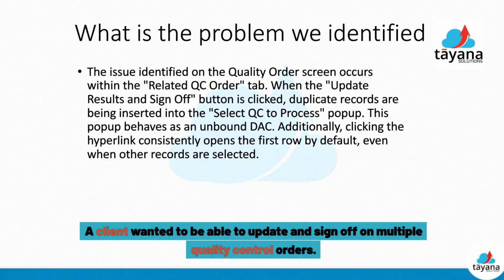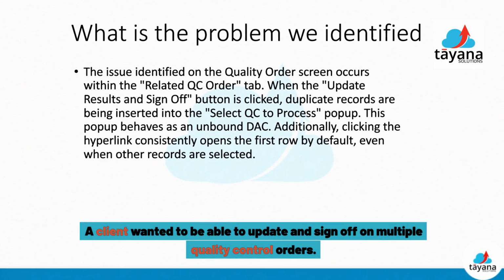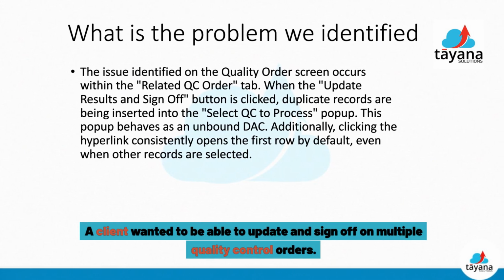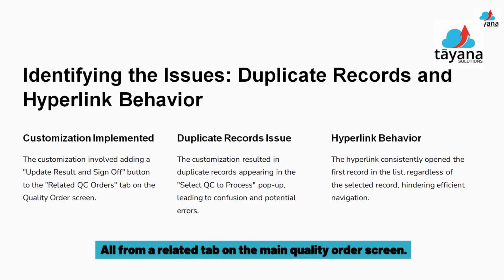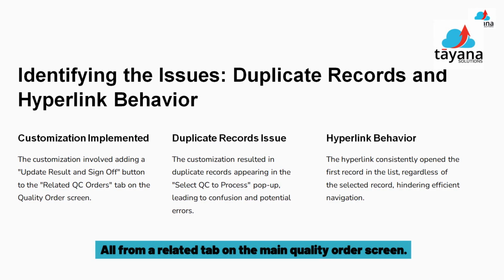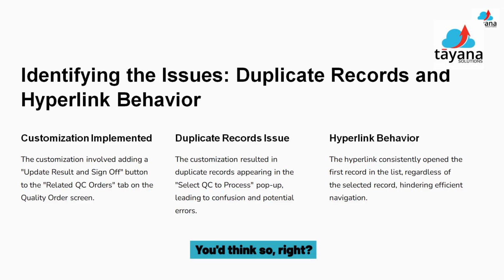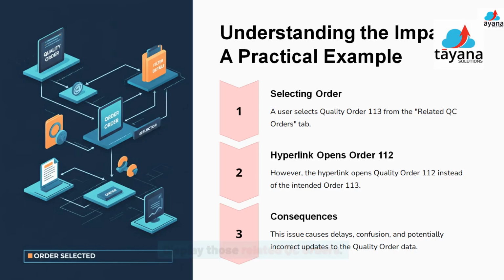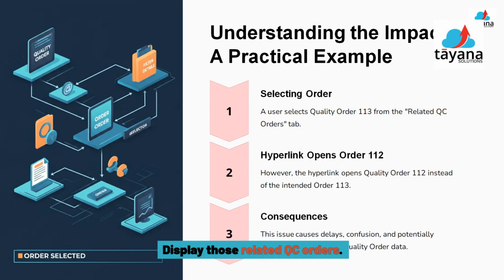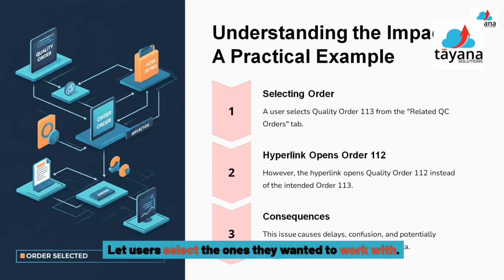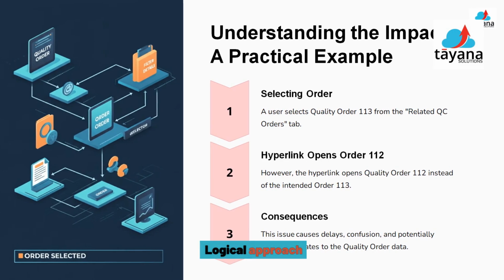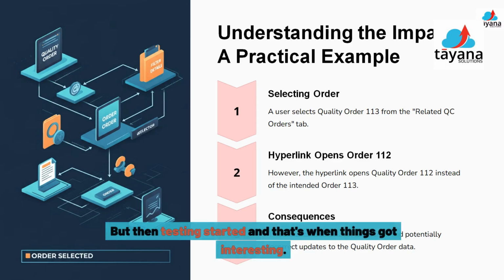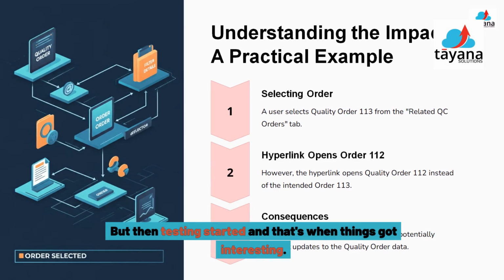A client wanted to be able to update and sign off on multiple quality control orders, all from a related tab on the main quality order screen. Seems simple enough, right? You'd think so, right? So Rajani decided to use a pop-up grid. Made sense. Display those related QC orders. Let users select the ones they wanted to work with. Logical approach. It was. But then testing started, and that's when things got interesting.